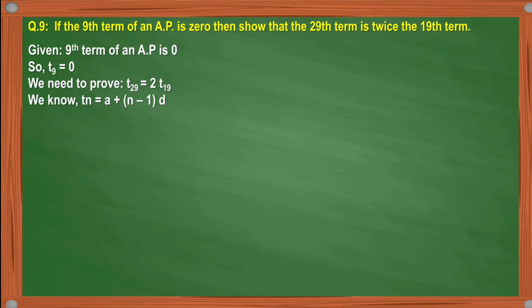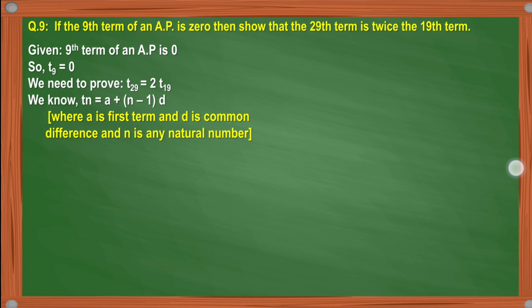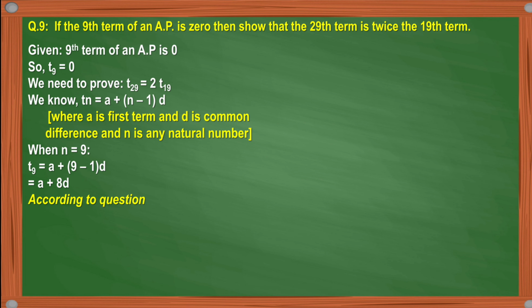So we know that Tn is equal to a plus n minus 1 times d, where a is the first term, d is the common difference, and n is any natural number. So when n equals 9, T9 equals a plus 9 minus 1 d. So it will be a plus 8d. According to the question, T9 equals 0, which means a plus 8d equals 0. Therefore the value of a is minus 8d. Plus 8d will go to the other side and become minus.